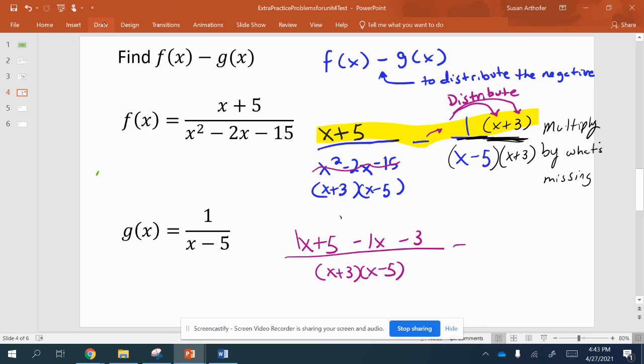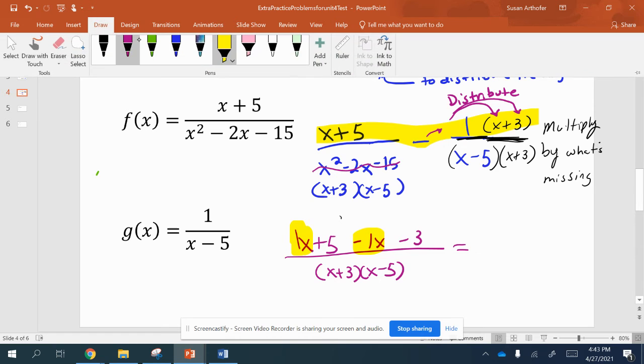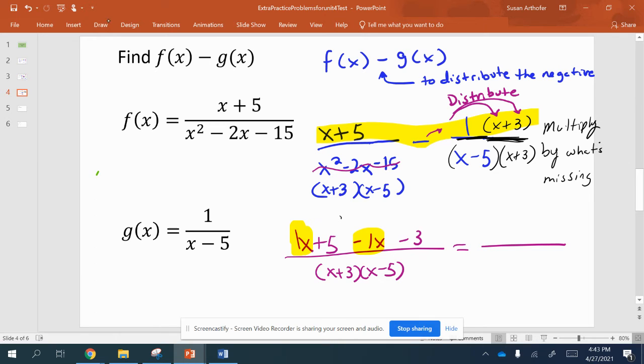I'm going to fill in my hidden 1, and I'm just going to add up the tops. So, like terms. How much is 1x minus 1x? 0. And how much is 5 minus 3? 2. Now, you wouldn't put 0 plus 2. I get it. 1x minus 1x is 0, but we don't write the 0. And then 5 minus 3 is just 2. Then bring your denominator over, and that's what you would enter into Otis. Okay? All right, so that's adding and subtracting fractions with same denominator.